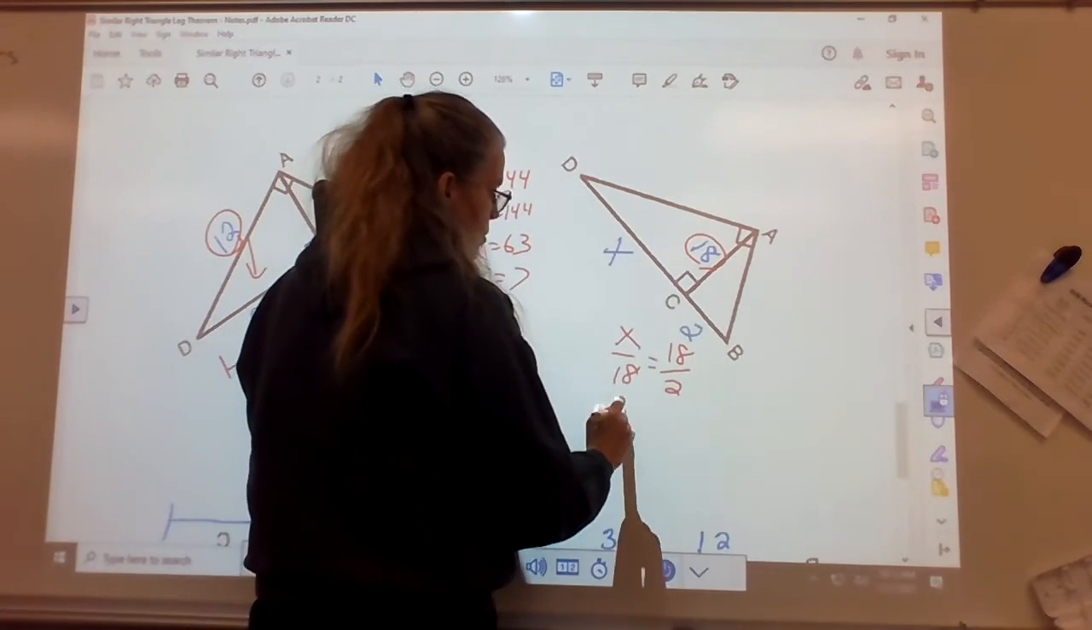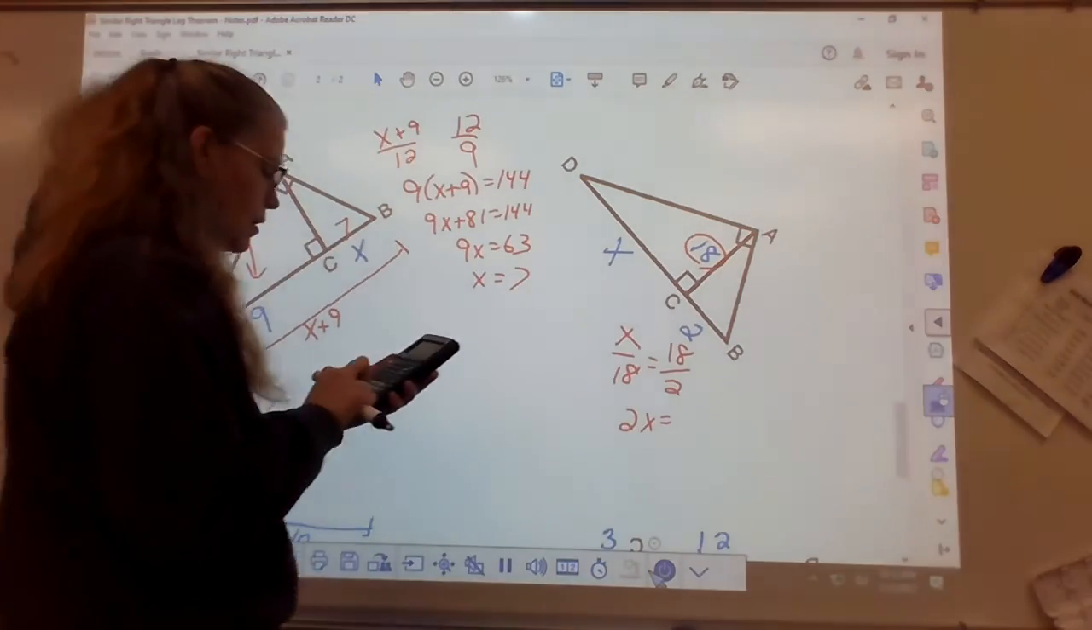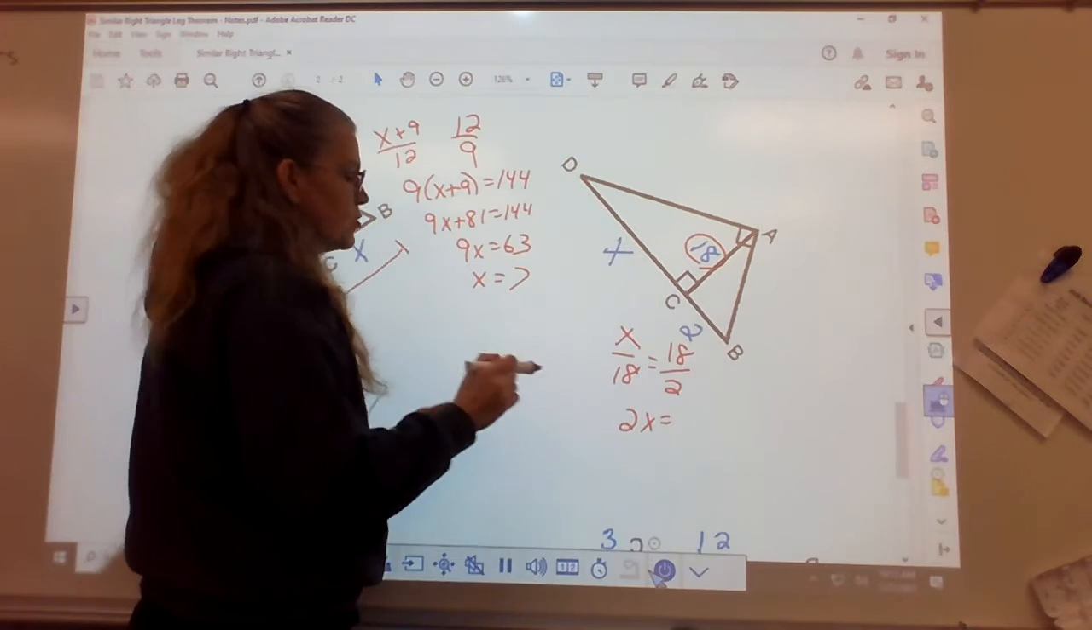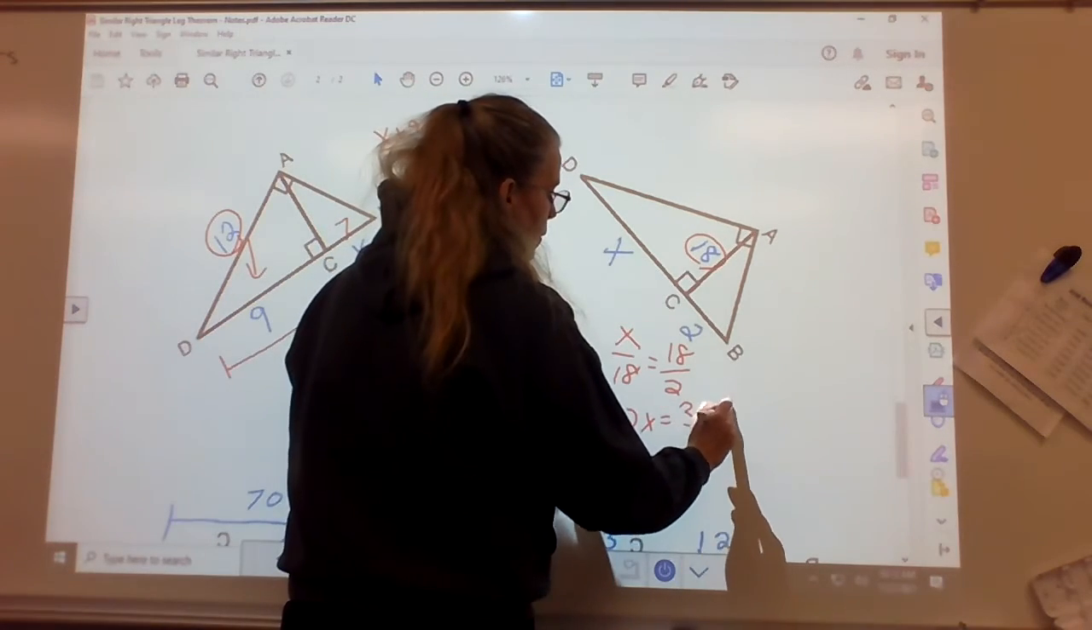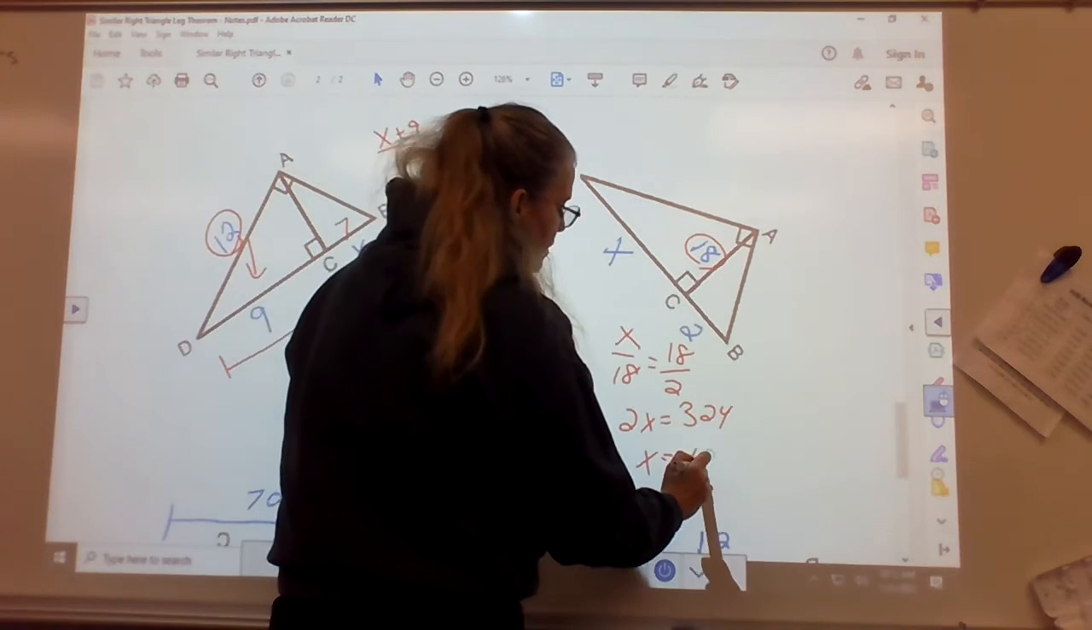Multiply out those diagonals. So 2x equals 18 times 18 gives me 324. X equals, divide by 2, 162.